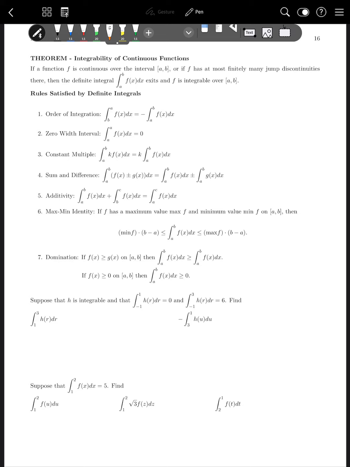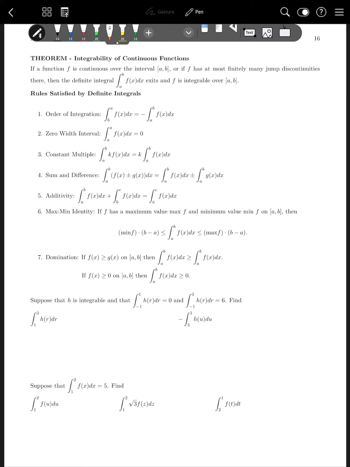So now we have a lot of definite integral rules that are really important. The first one says, if a function f is continuous over an interval a comma b, or if f has at most finitely many jump continuities, then the definite integral from a to b of f of x dx exists, and f is integrable over a comma b.